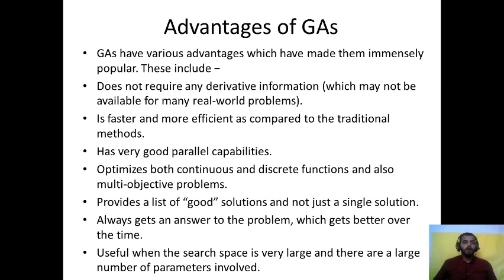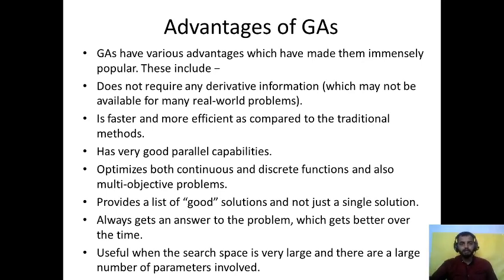The next one is that it always gets an answer to the problem which gets better over time. Why? Because as it is genetic, the more input you give, the more efficient the output of the algorithm will be. The next one is that it is useful when the search space is very large and a large number of parameters are involved. So for many parameters, this particular algorithm has the advantage.